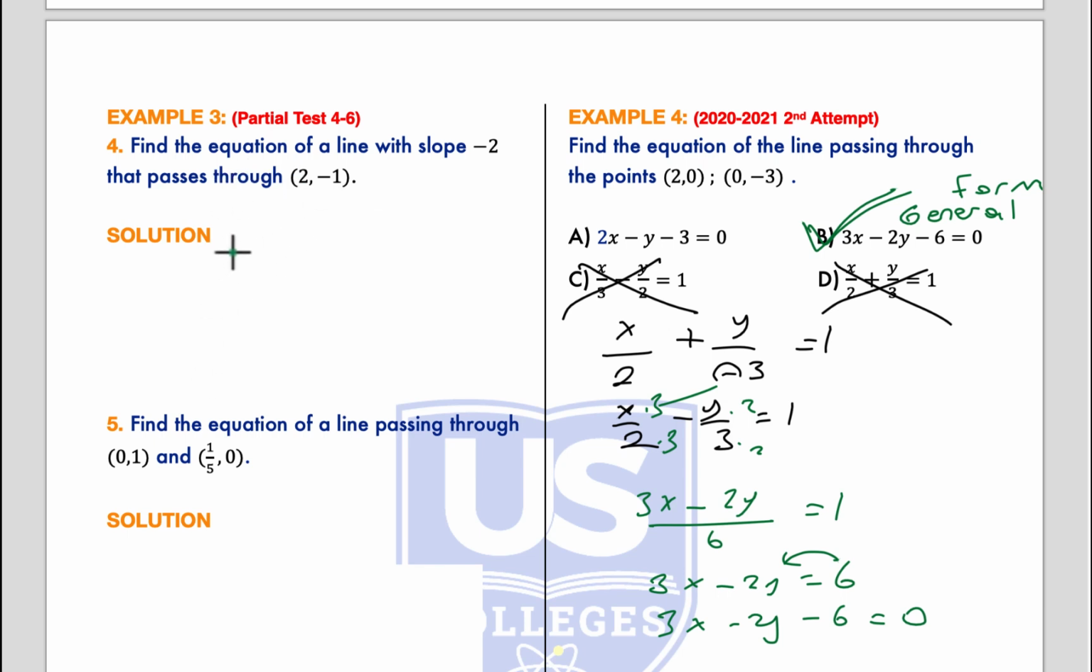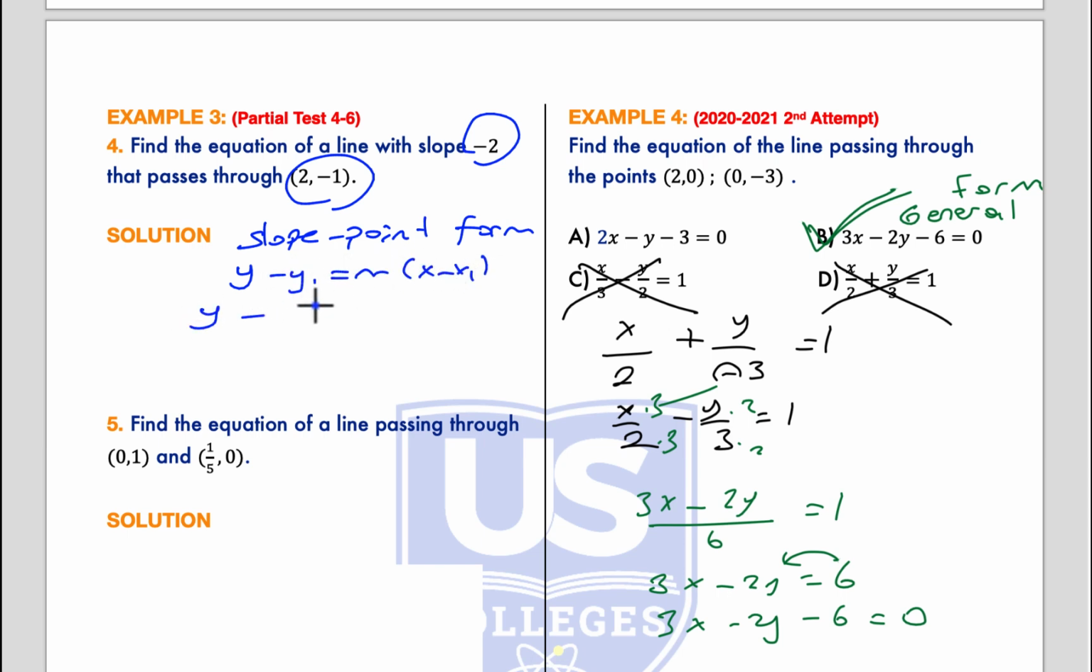Let's solve 4 first. Find the equation of the line with slope negative 2 that passes through (2, negative 1). So we will be using the methods that we studied now. What methods did we study? If slope is given and a point is given, we use slope point form. What was it? It was y minus y1 equals m times x minus x1. So y minus y1, which is given as negative 1, equals m, negative 2, times x minus x1, which is 2.